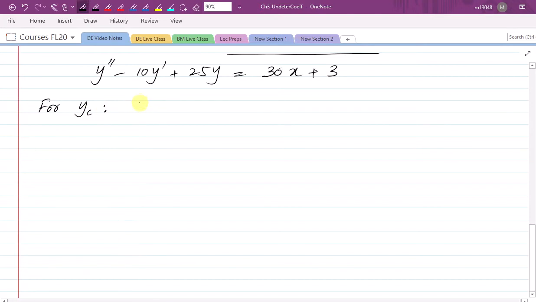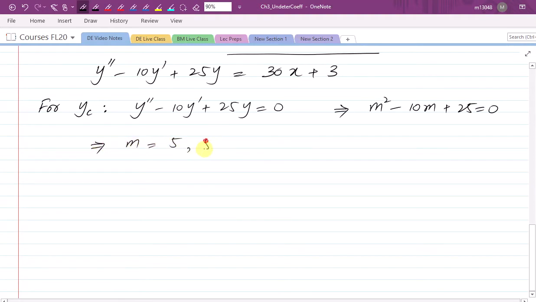For yc, we write the equation equal to 0 and we call it the associated homogeneous equation. And this equation gives us the auxiliary equation, which is m square minus 10m plus 25 equals 0. That auxiliary equation will give us roots 5 and 5. And from that we can write our yc, which is c1 e raised power 5x plus c2 e raised power 5x. But no, there is something missing in this one.